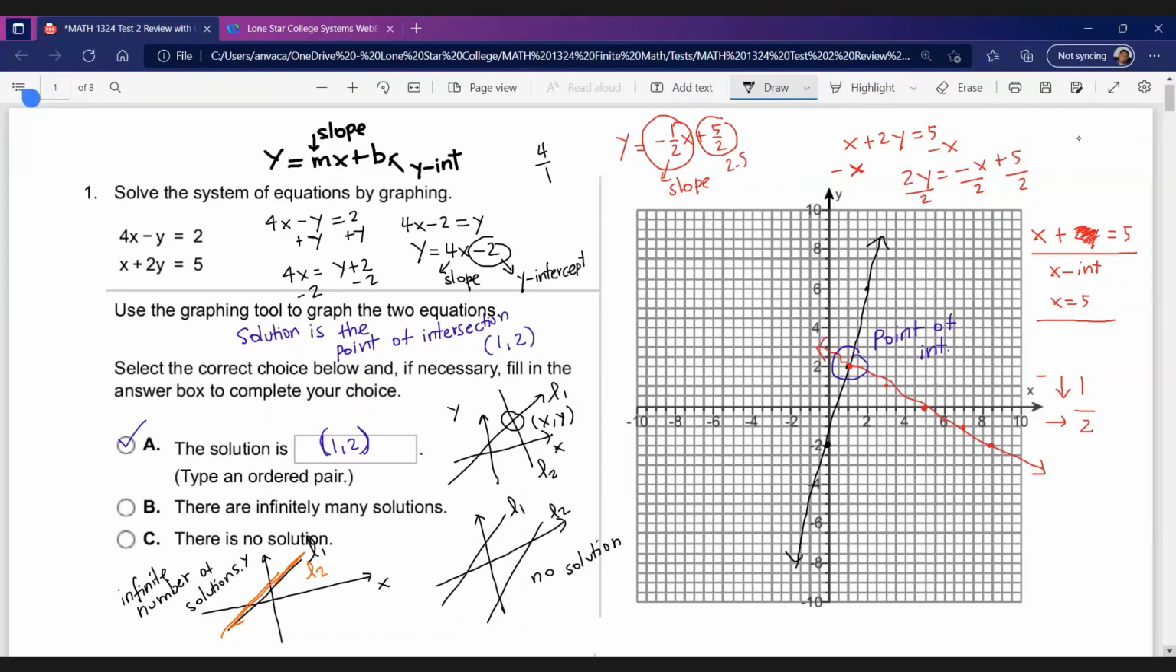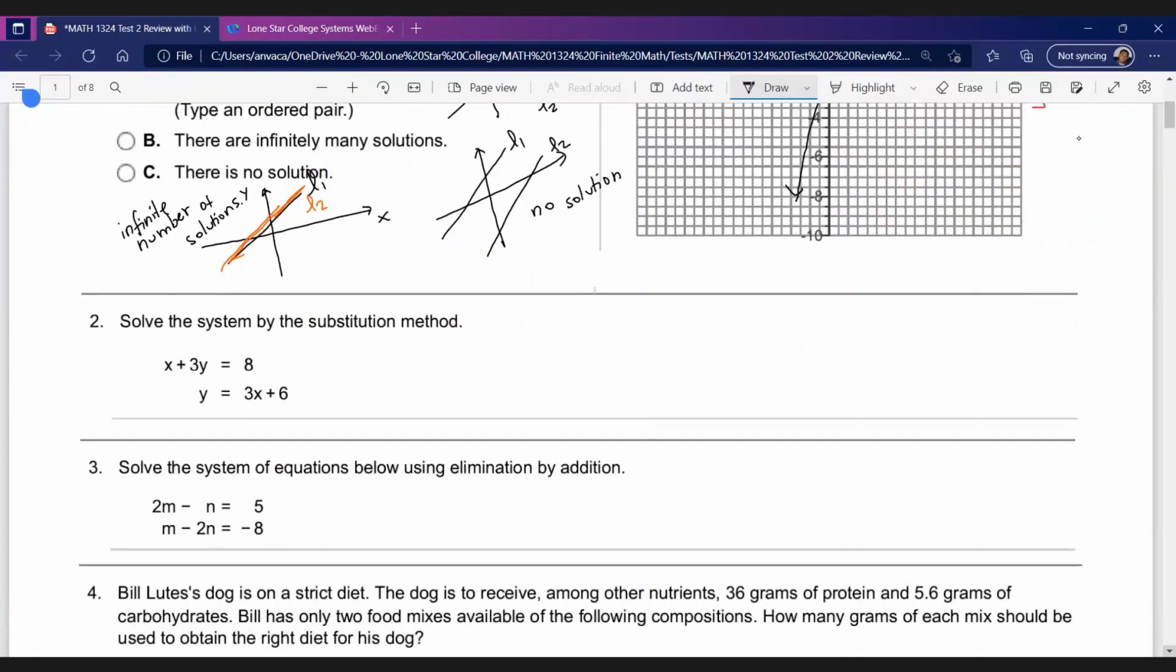Alrighty then, let's go ahead and move on to question number 2. It says solve the system by the substitution method. In this particular system, they're giving us an equation that says y is equal to this expression in terms of x. So what can we do? We can take the first equation and make a substitution for y. In this case it is 3x.